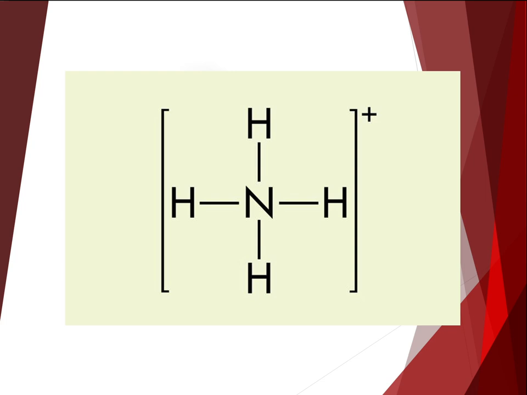Ions can also be represented by Lewis structures. For example, the non-bonding electron pair in NH3, which we showed on an earlier slide, can attract a positively charged hydrogen ion to produce the stable ammonium ion, which is shown on your screen here, NH4 with a +1 charge.